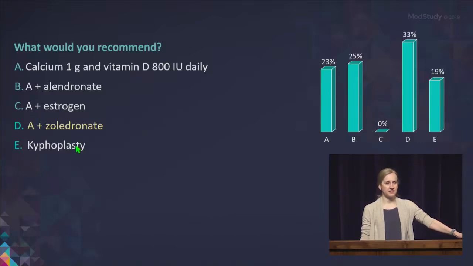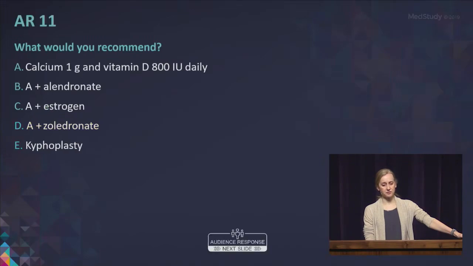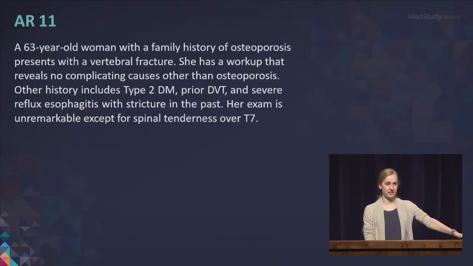So kyphoplasty is very controversial as far as whether it even helps with the pain. So that's not the best answer. We don't want to give alendronate in the context of a stricture. Her estrogen use, we're probably not going to put her on estrogen because of the cardiovascular risks. And then calcium and vitamin D, like I said, is a little bit controversial. So we would probably try to do it via her diet instead of giving her a supplement.